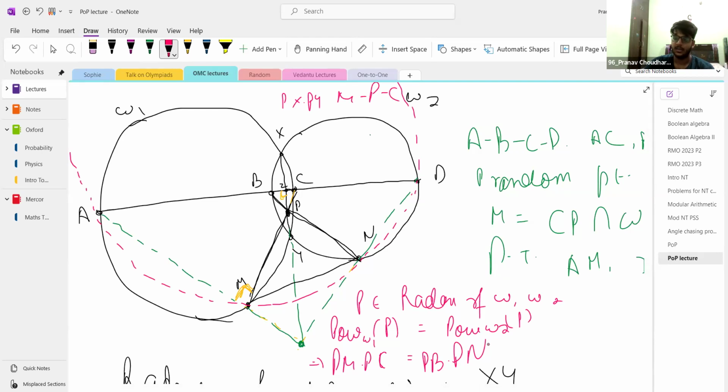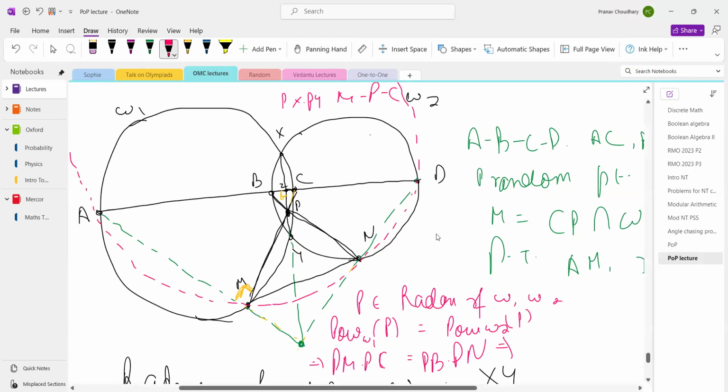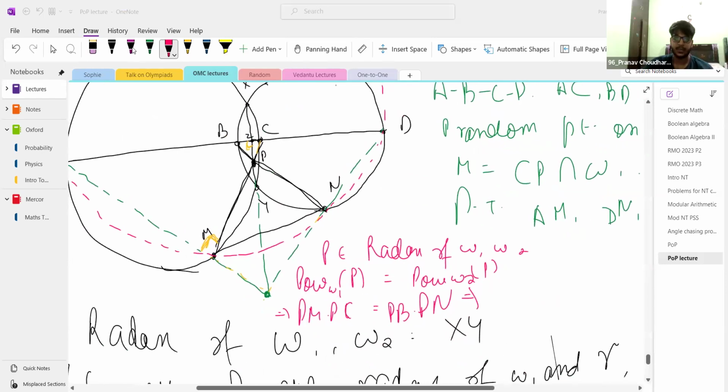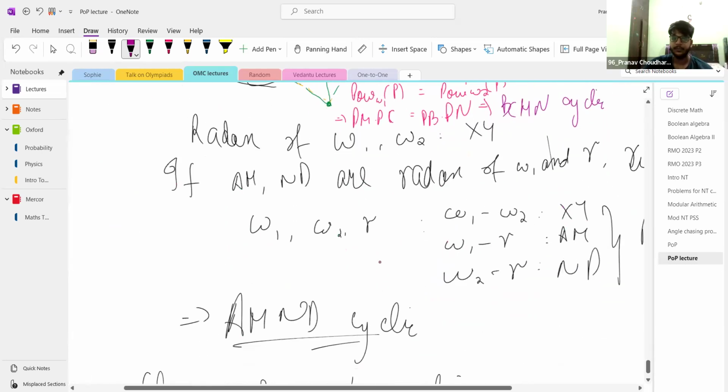Is this clear? Oh yeah. What does this give? That's just P on the radical axis. BCMN is cyclic. Yes. You can angle chase to show this as well. You'll get triangle PBC similar to PNM by lengths, and then you'll have this angle equals this angle. So this means BCMN is cyclic. Essentially what our claim was, right?